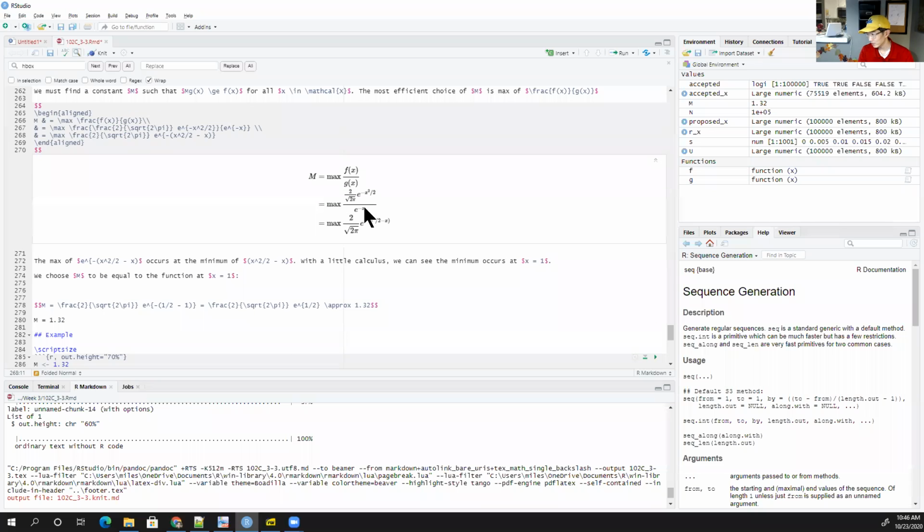I don't know if I can make this any bigger. Okay, and so here, I've got e to the negative x squared and then e to the negative x. So this becomes e to the negative x squared minus x in the numerator. Okay, e to the negative x squared minus x.